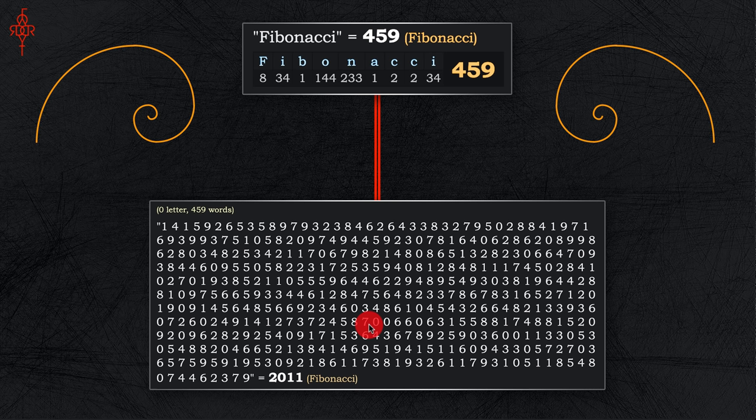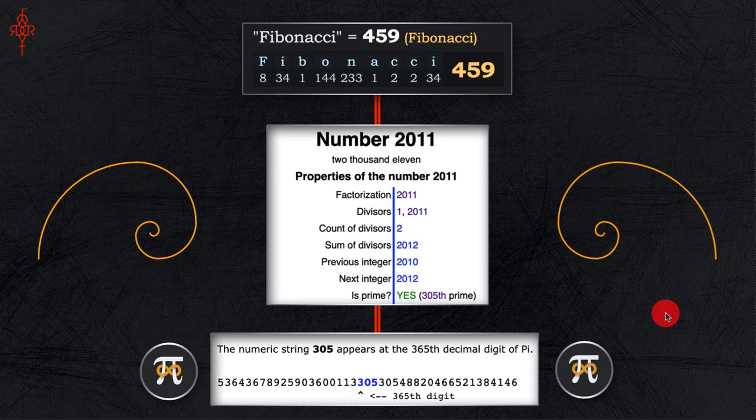the value of using these ciphers for what they're for really comes into play, because Fibonacci's the guy who founded the Fibonacci sequence. So of course I'm going to place his name inside of his own cipher. And we get the number 459. And then we take those 459 digits into the string of pi, and we get the number 2011. Some of you already know that could also be the 211, which is the 47th prime number.